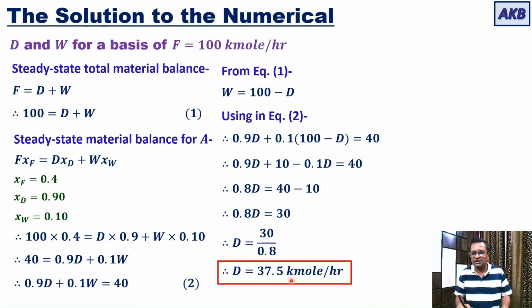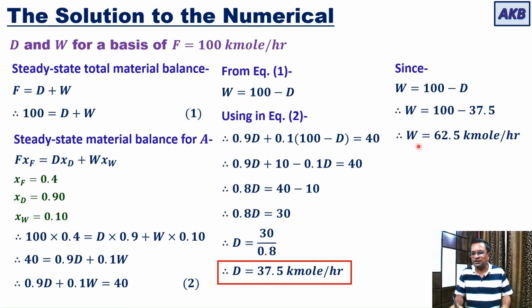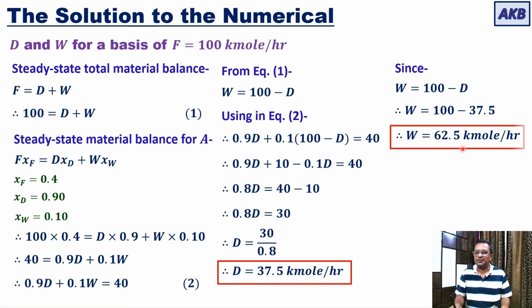Now we will use this D to get W by this equation. Since W is 100 minus D, therefore W will be 100 minus 37.5, which gives us W as 62.5 kilomole per hour. So in this way, for a basis of 100 kilomole per hour, we have obtained D as 37.5 kilomole per hour and W as 62.5 kilomole per hour.